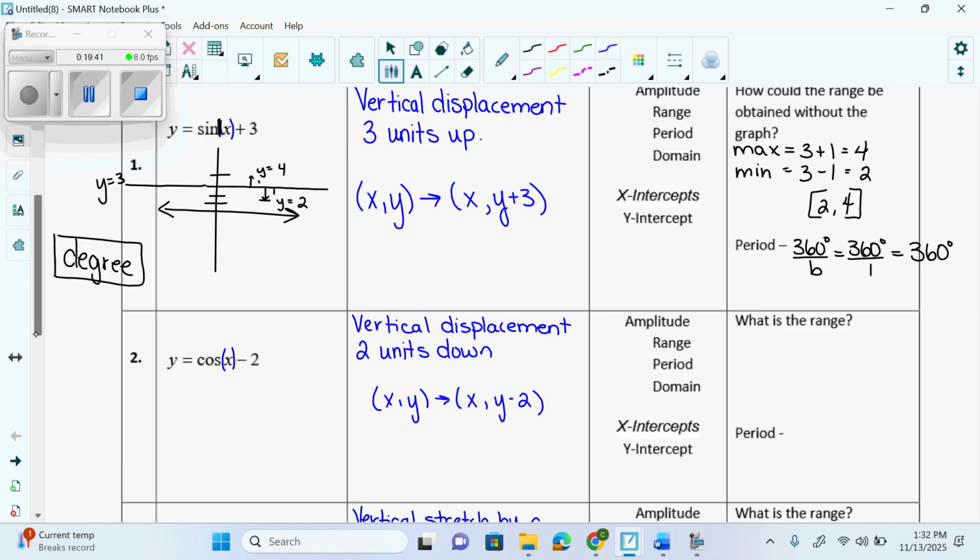Does this one have a horizontal stretch? Or a b value? My b is just 1. So if I say this one's in radians, what would my period be? 2 pi over 1. So just 2 pi.